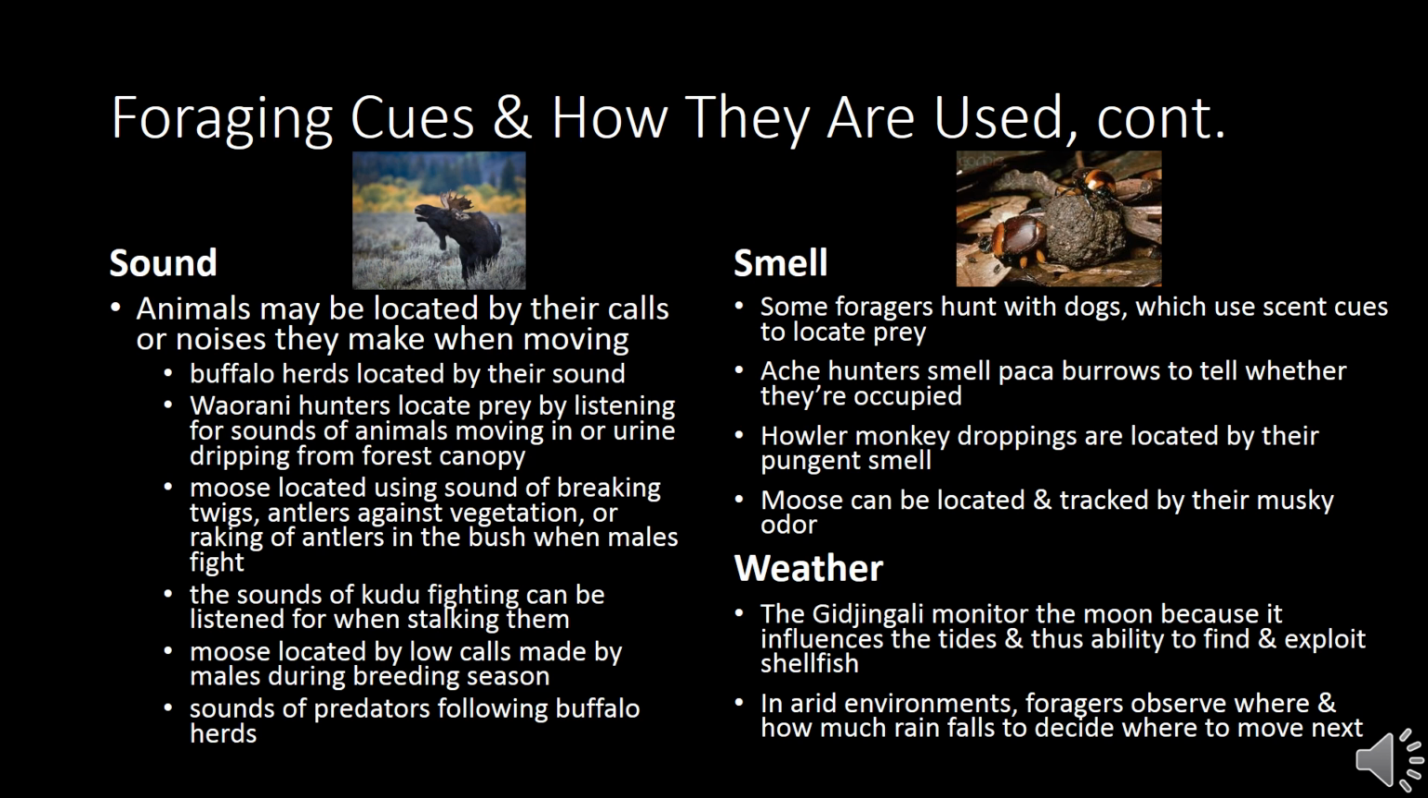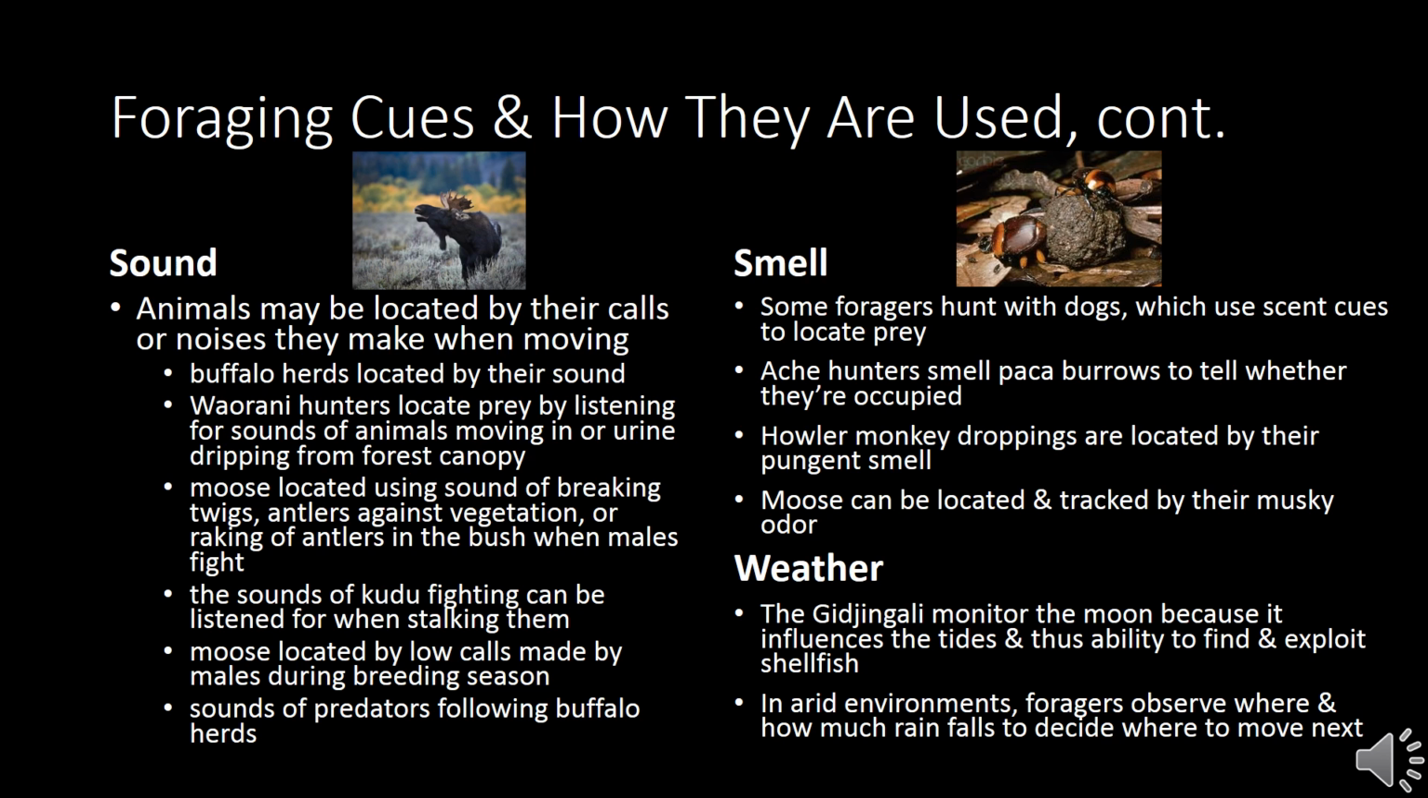In contrast to sound, smell is of limited use because this sense isn't highly developed in humans. However, scent cues are sometimes used, as when hunters smell paca burrows to tell whether they're occupied, or locate howler monkey droppings by their pungent smell, or use the musky odor of moose to locate and track them. Also, some foragers use dogs to hunt, which can be seen as the use of scent cues, since dogs rely heavily on their sense of smell when they hunt.